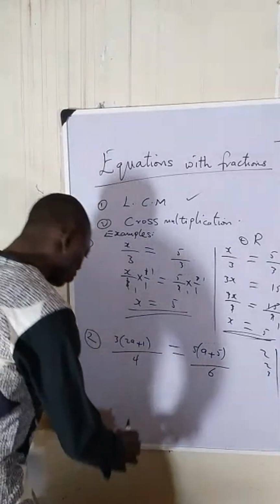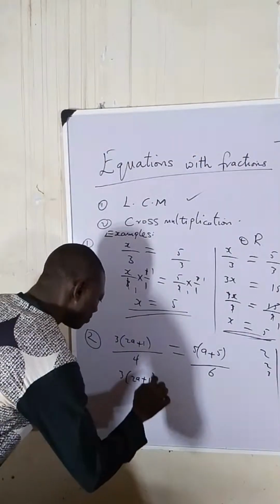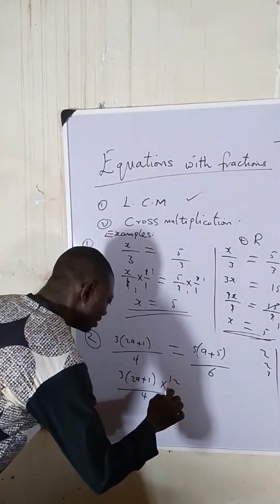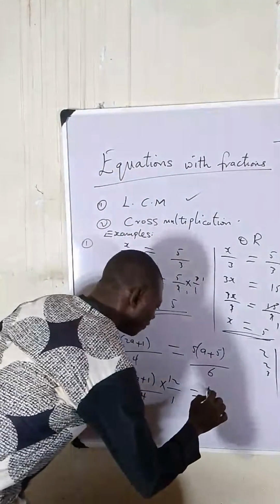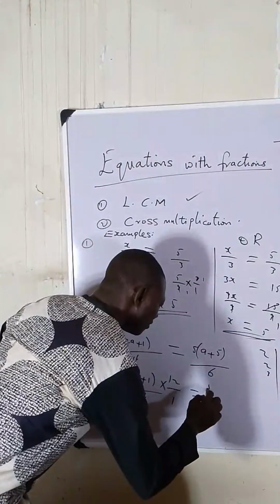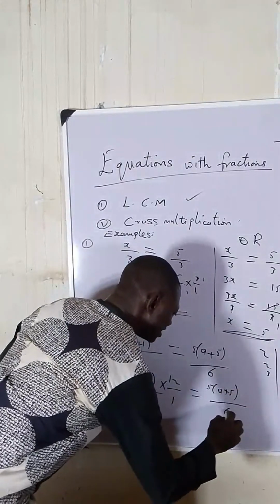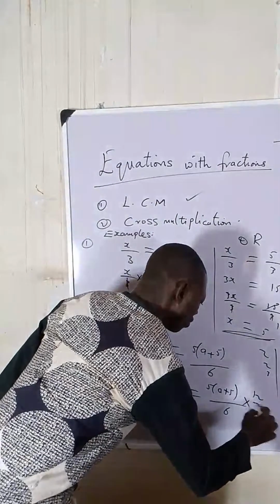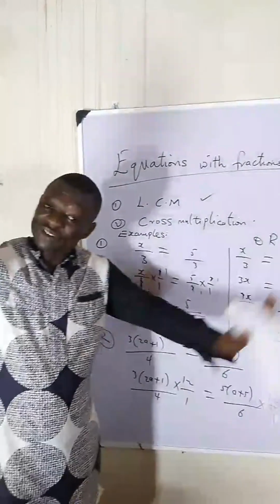So multiply this with 12. We have 3 into (2n plus 1) bracket over 4 times 12 over 1. That 12 is the LCM. Is equal to 5 into (n plus 5) over 6 multiplied by the LCM, which is 12 over 1. Remember what this LCM does? It clears the fraction.